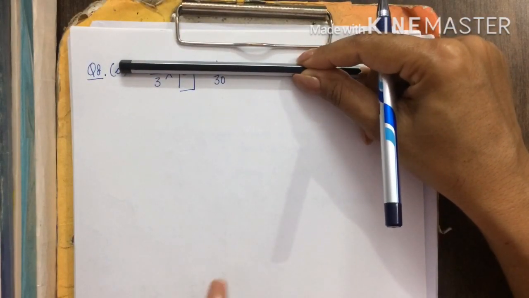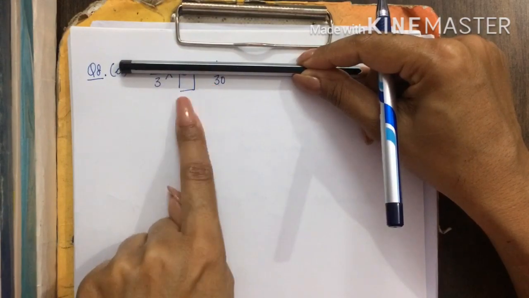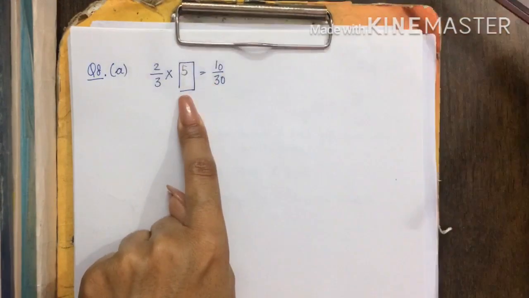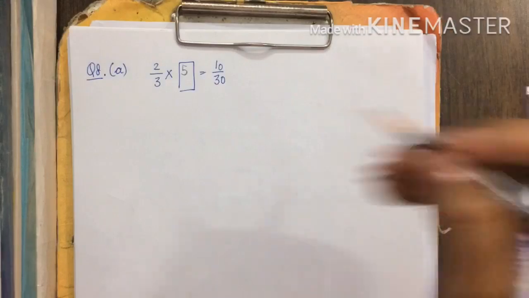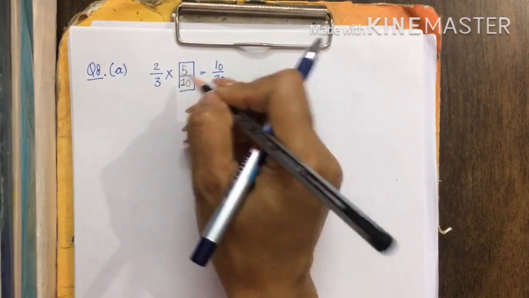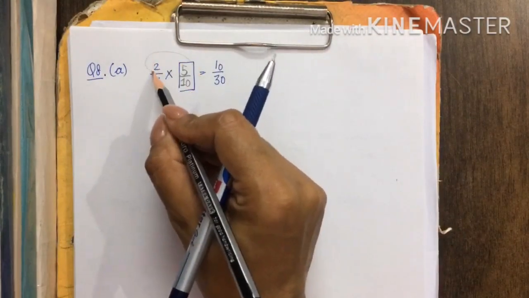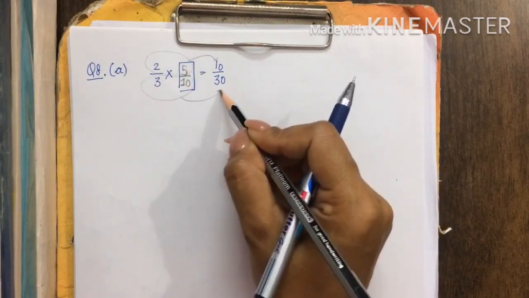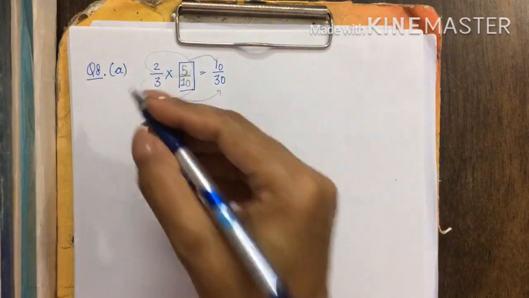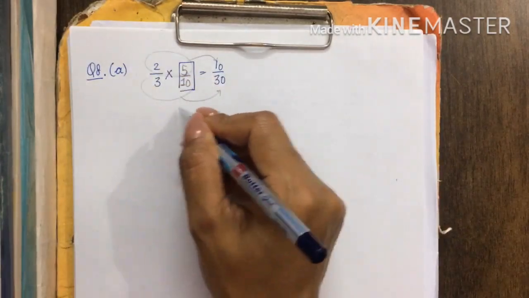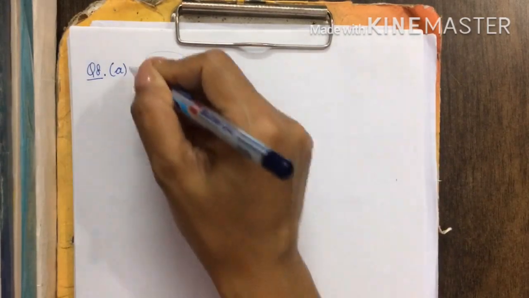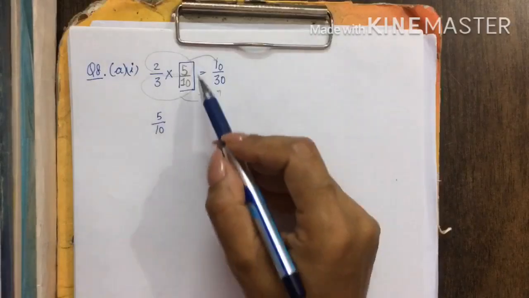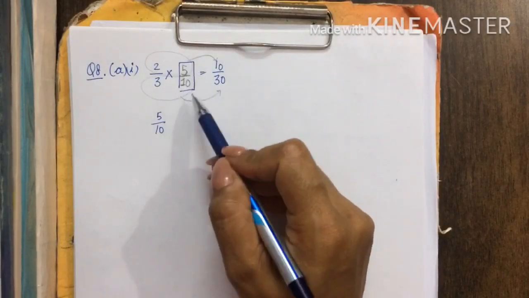So 3 multiplied with a number should give me 30. What should the number be? Yes, the number should be 10. So in the denominator, I should have 10. Now you can check: if you multiply the numerators, you will get 10. If you multiply the denominators, you will get 30. And further, I have to simplify 5 by 10. This is the first part where I fill the box with the correct fraction.